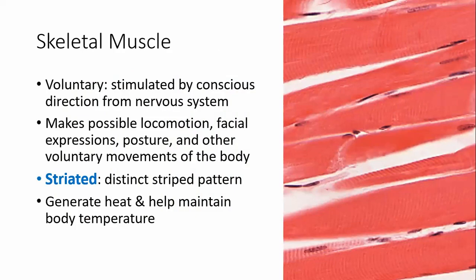It is voluntary. You can directly control it from your conscious mind, and it makes possible all the movements that you think of and then initiate. So locomotion, moving from one place to another, your facial expressions, your posture, moving to pick up a cup, getting up, sitting down, all of those are mediated by your skeletal muscle. Your skeletal muscle has this very distinct striped appearance, so much so that the term for those stripes or striations is also another name for skeletal muscle. It's sometimes called striated muscle. And those two terms are interchangeable.